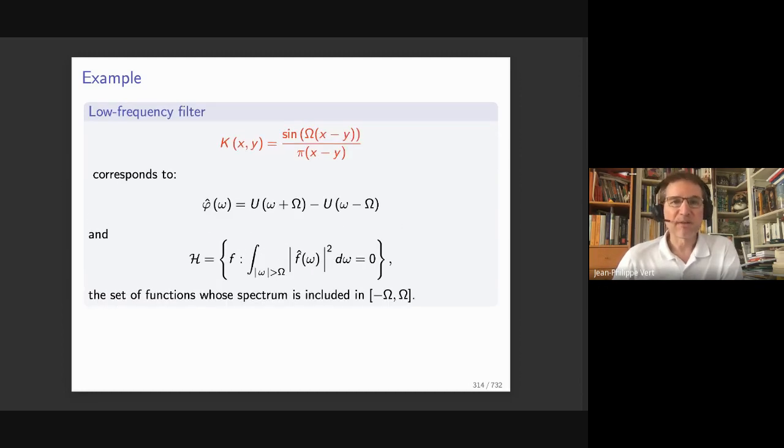All right, maybe a last example is, instead of starting from a kernel and then thinking of what is the RKHS, sometimes you can use the theorem to start from an RKHS you may want and go back to the kernel you can use for that.